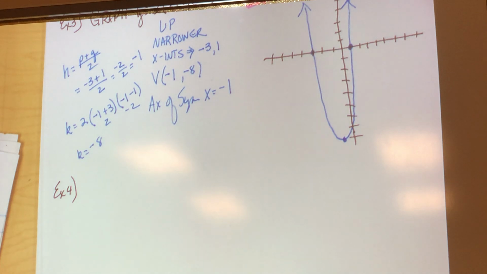This is a reading problem. Obviously, it's a real life application problem. Here's what it says. The path of a place-kicked football.